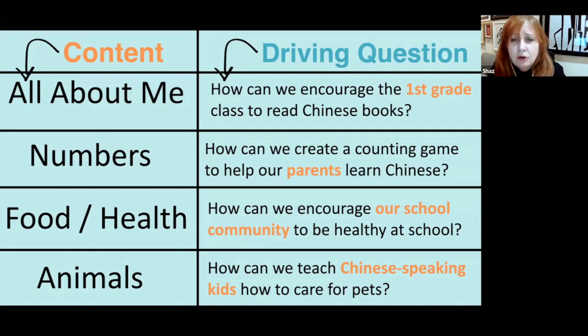And so I've got this driving question here because I have a real focus on including parents in learning of Chinese. Like I said before, I like to raise the status of Chinese within a school community. And one way is to get parents involved. So this was, I think, a 2nd grade class. We were learning numbers 1 to 20. And then I decided we'd do a driving question after this. So how can we create a counting game to help our parents learn Chinese?